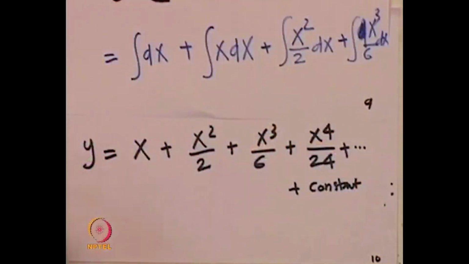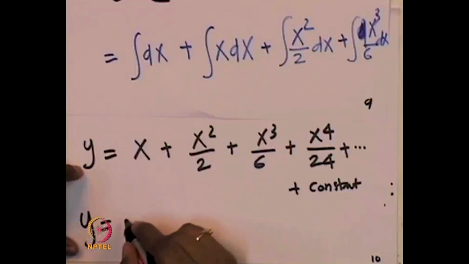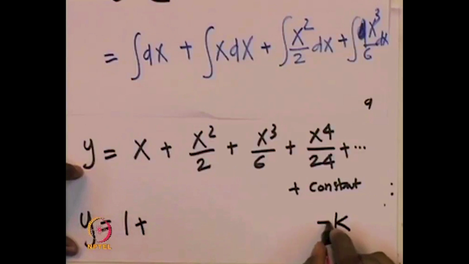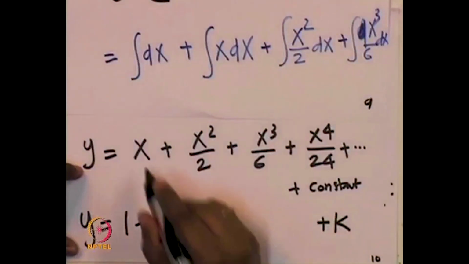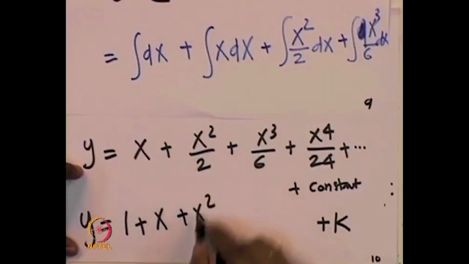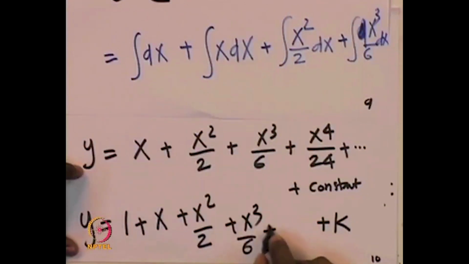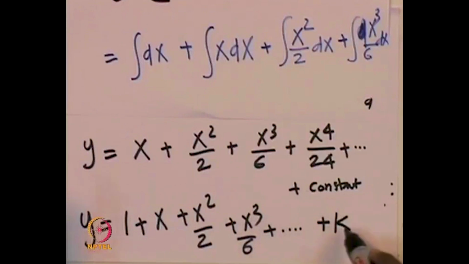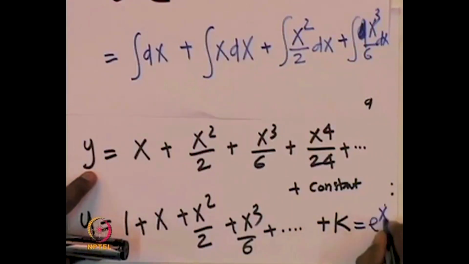So let us rewrite this. y is equal to 1 plus constant k plus x, x square by 2, x cube by 6, plus dot dot dot, the many terms. So 1 plus x plus x square by 2 plus x cube by 6 plus dot dot dot plus a constant k. This is the answer y. And if you look at this, it will turn out that this is nothing but e power x plus constant k.